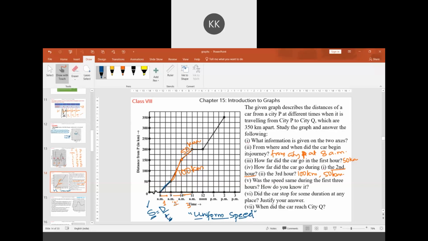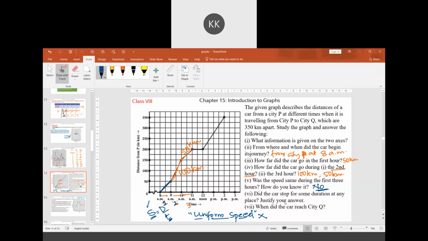The time interval is 1 hour here. From 8 to 9 it is 1 hour. From 9 to 10 also it is 1 hour. From 10 to 11 also it's 1 hour. Each time we are taking 1 hour as the interval, but the distances covered are different. Since it is not a uniform speed, we can say that the speed in the first 3 hours is not the same.